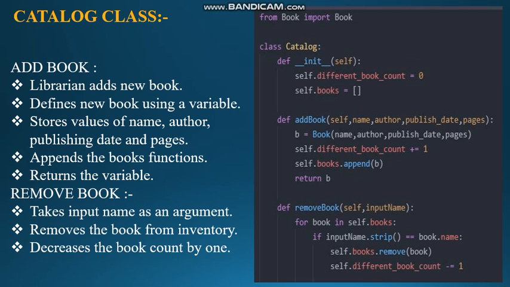Let us look at catalog class. Here we have add book function and remove book function. So librarian needs to add the new book. He has to store the name, author, publish date, and pages. He also appends its book function. So with the help of add book, and the input variables are name, author, publish date, and pages, librarian adds a particular book in its library, and here total book count represents the number of different books that are present in the library. Similarly, with the help of remove book function, librarian removes a particular book from its library.